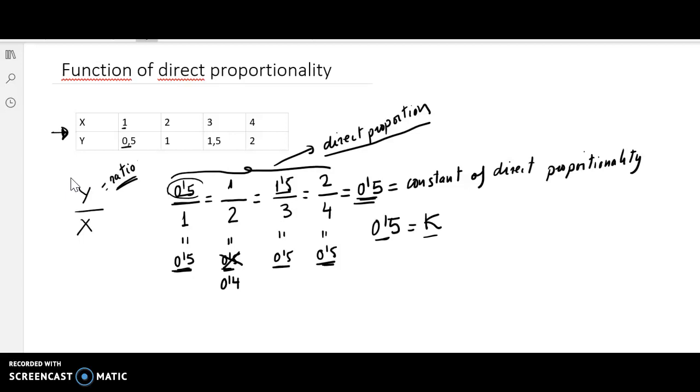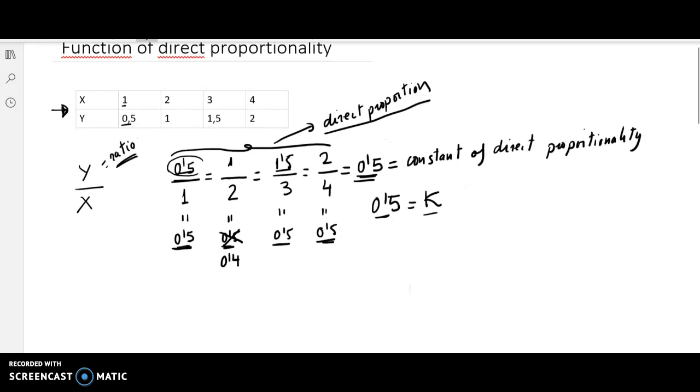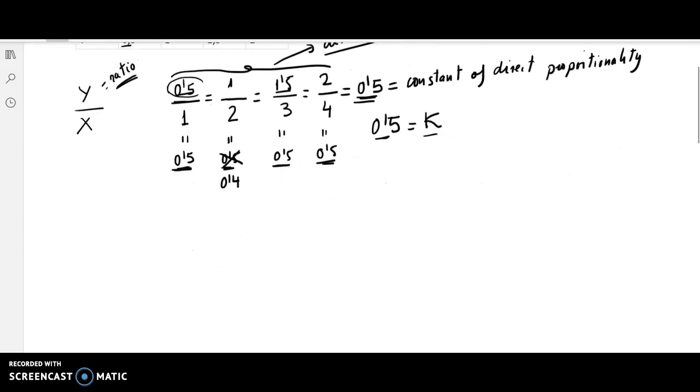Well, you can see here a table with two variables with numbers, but we can write this function as a formula. So we are going to see also the formula. The formula has this form: y equals the constant of direct proportionality times x. For this example, for this function, the formula is y equals 0.5 times x.